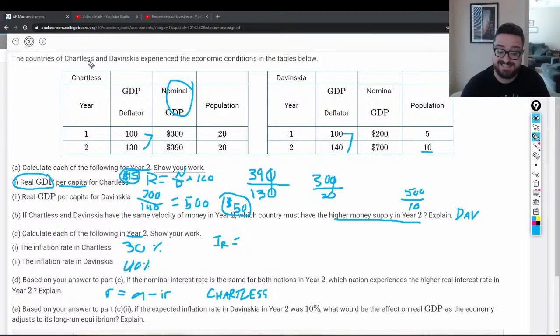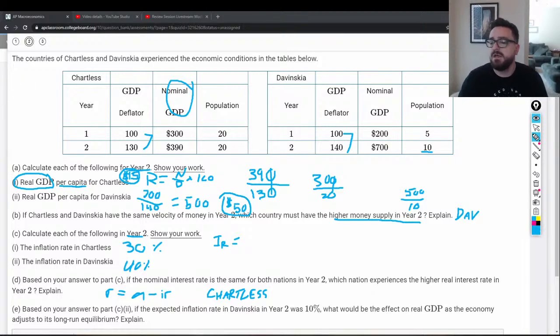They said that the nominal is the same for both, so whatever it is, say it's 10%. Then the real interest rate would be higher if you had a lower inflation rate. Because if it was 10 minus 30, I'd get negative 20. If it was 10 minus 40, I'd get negative 30. Negative 20 is higher than negative 40, so Chartless.